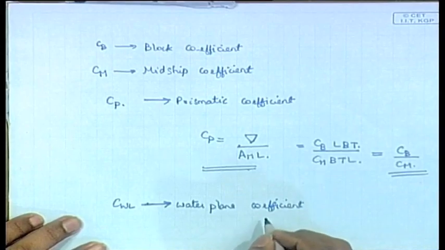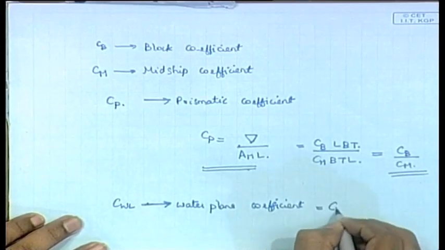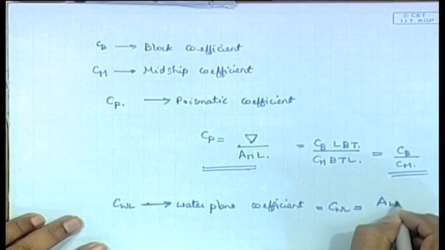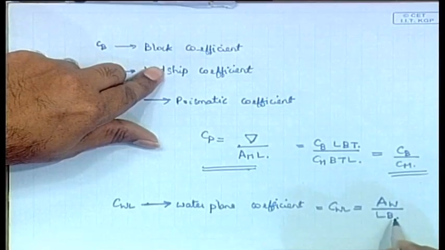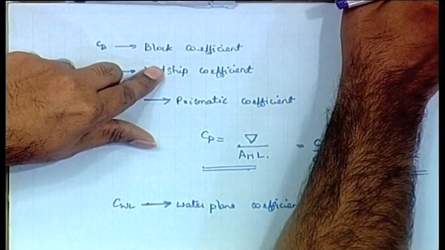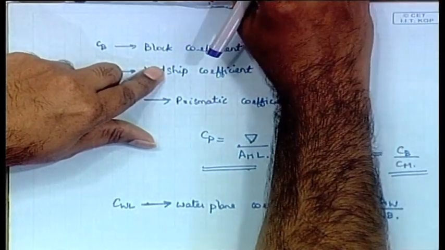It is defined as the water plane coefficient, it is given by CWL is equal to AW by L into B. Again, AW is known as the water plane area. I have already mentioned to you what is the difference between the midship area and water plane area. The midship area means if the ship is like this, you slice it, what you get here is that area. If you slice it like this, what you get there is the water plane area. So, that is AW, AW divided by L into B. L is the length, B is the breadth. So, this will give you the water plane coefficient, that is CWL.